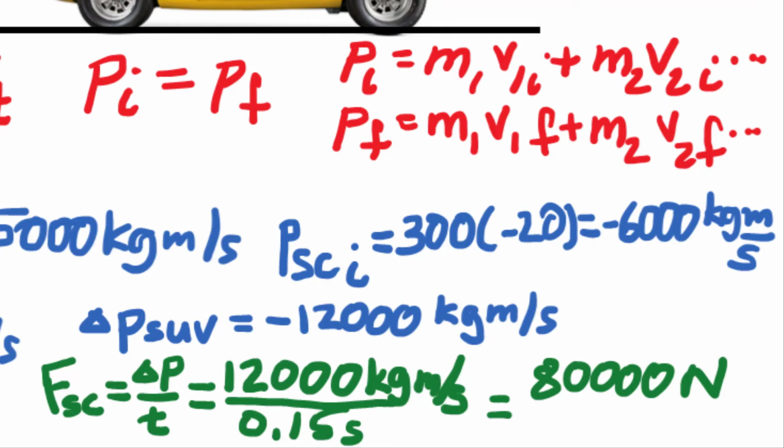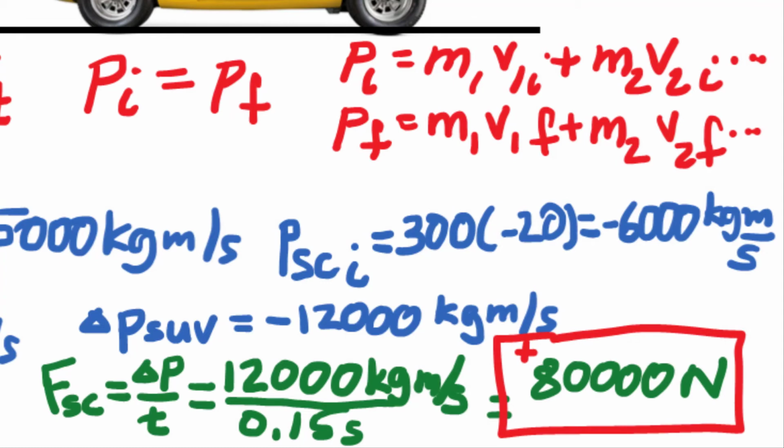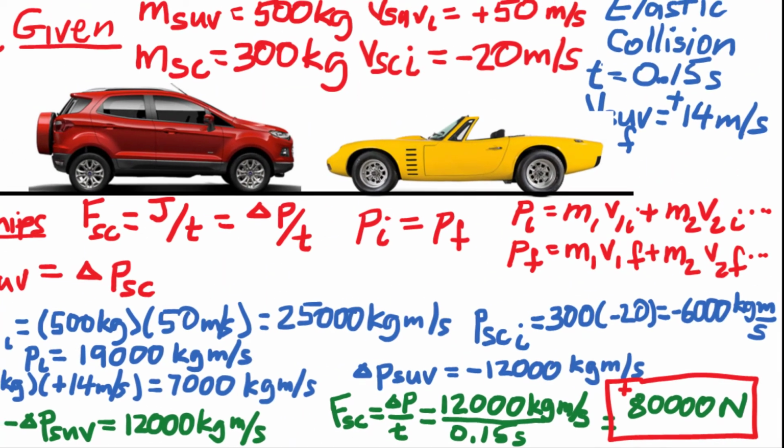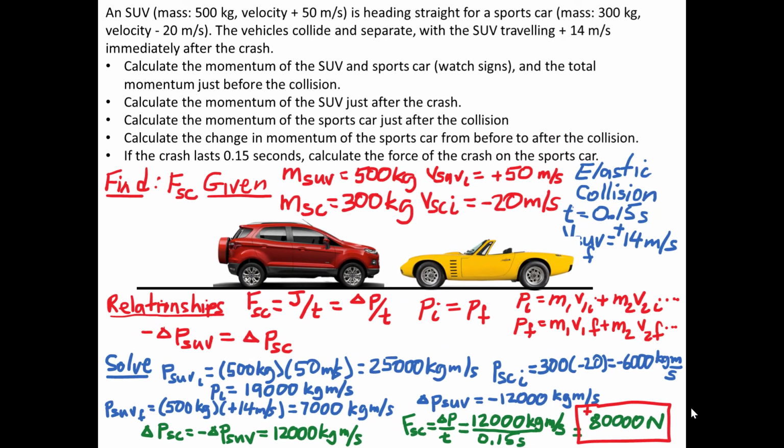Let's go ahead and give us our sign and put a box around that. Okay, so the plus 80,000 indicates that the change in momentum, that the force is to the right, a positive force. Okay, so for an elastic collision or objects that separate, that's physics for now.